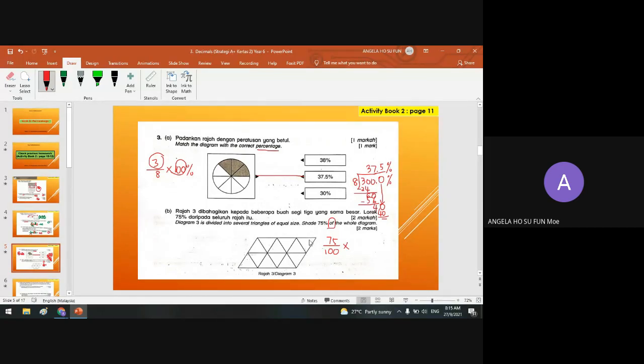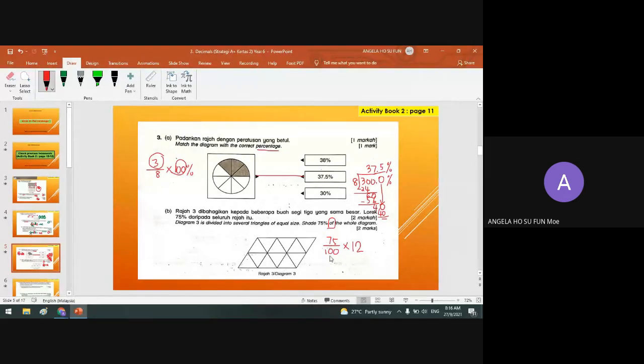So I count 1, 2, 3, 4, 5, 6. Upper part there are 6. And then lower part continue 7, 8, 9, 10, 11, 12. Okay, there are 12 triangles here. So what I'm going to do, just write 12 times... all together. I want to see 75% out of 12 triangles here. There are how many triangles actually I need to shade, right?